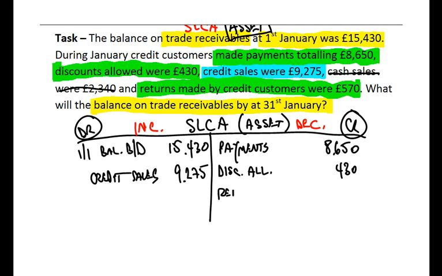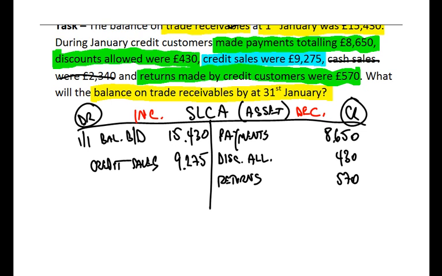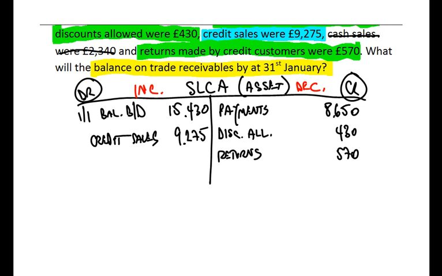And returns again is reducing the control account, reducing the trade receivables balance. So I can post that as another credit balance, 570. The debit side of that double entry would actually go to a sales returns T account. And I've posted all of the transactions we were told about, so I just need to identify the balance at the end of the month.